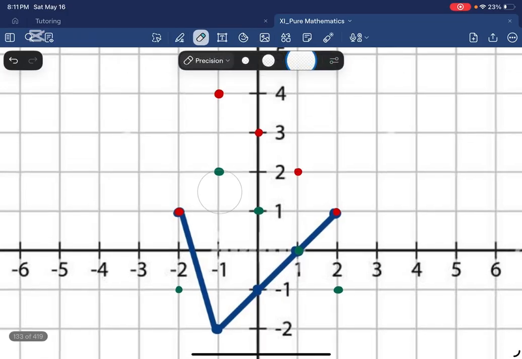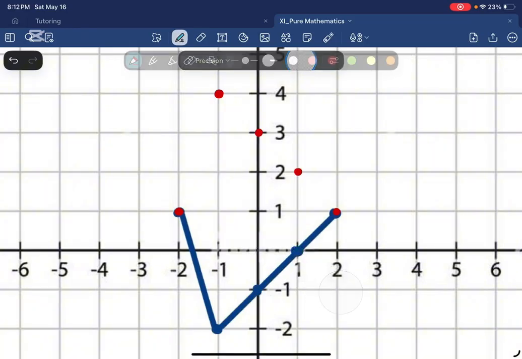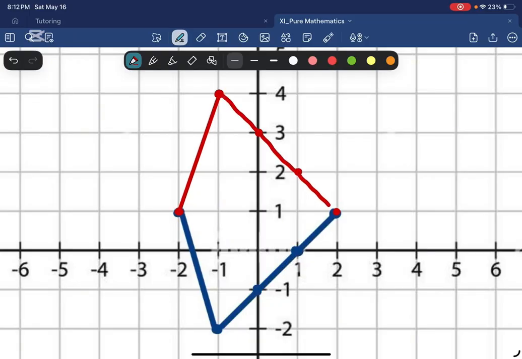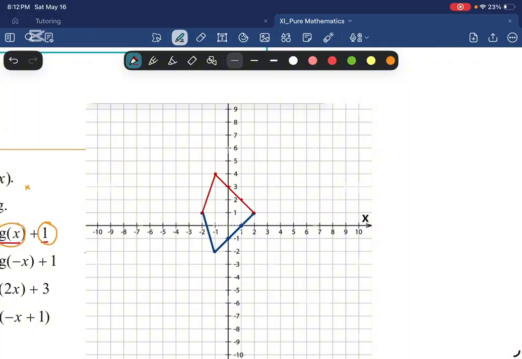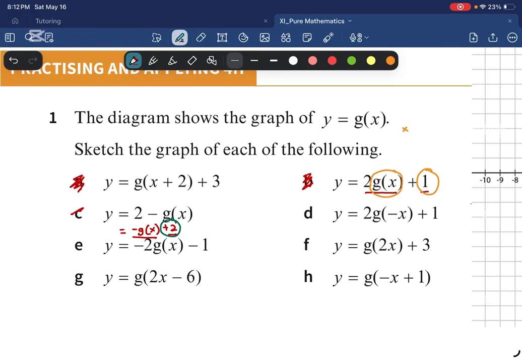And now I'll just erase my green points because I drew them for reference. And finally, I have this. All right. So that is going to be my solution. So some coordinates would be negative 2, 1; minus 1, 4; 0, 3; 1, 2; and then 2, 1. All right. So that is your solution for C.